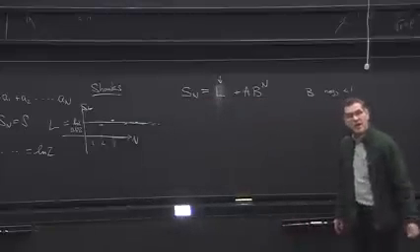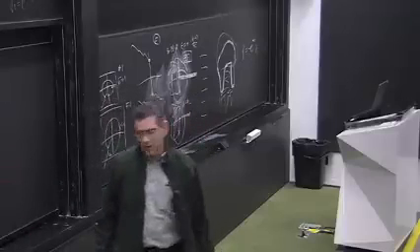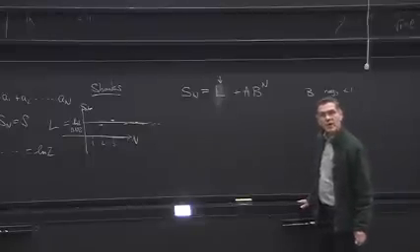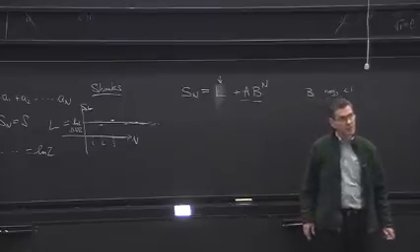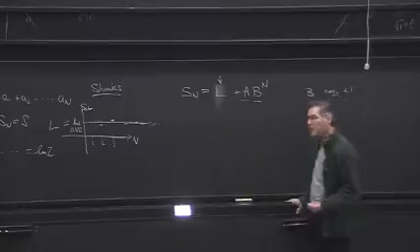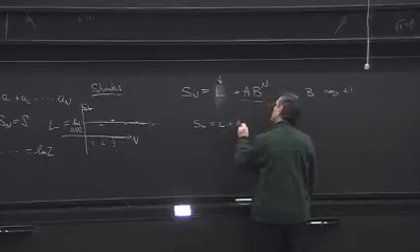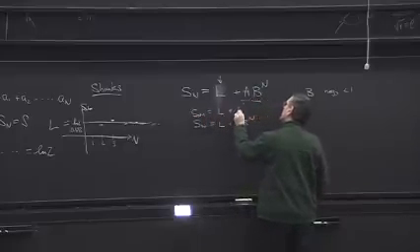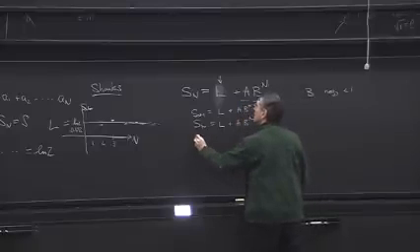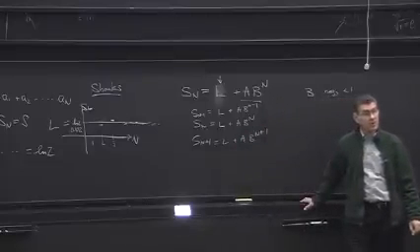Then, Mr. Shanks says, in this case, we don't care about A or B. We only care about the limit. Got it? So let's do the following. Let's write down Sn is L plus A B to the n. And Sn minus 1 would be L plus A B to the n minus 1. And Sn plus 1 is L plus A B to the n plus 1. You agree to that, right?